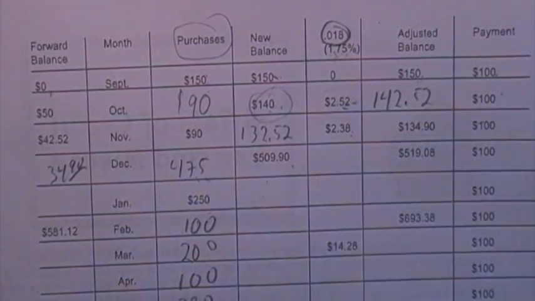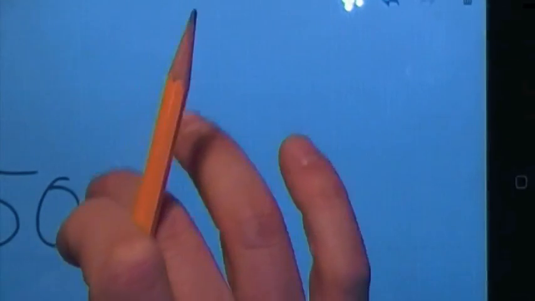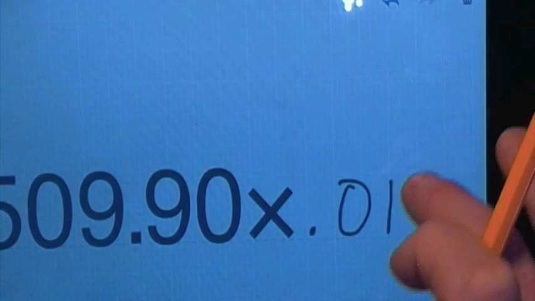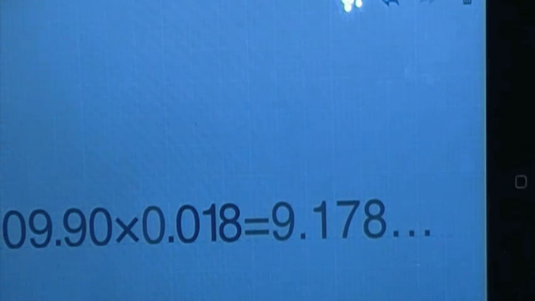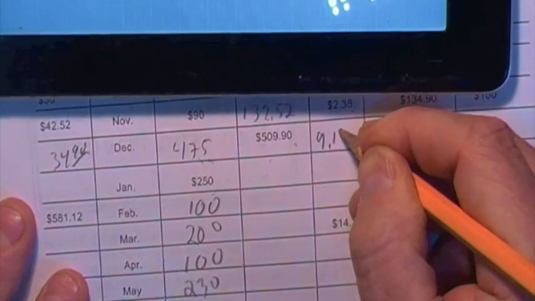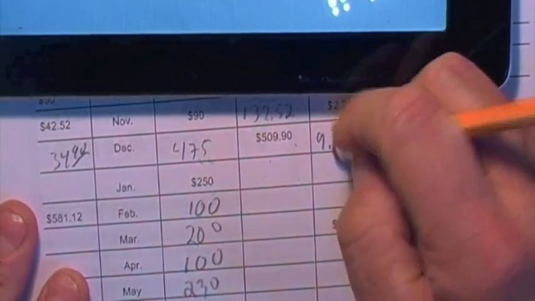Now we got to figure out the percentage. So to do that, we take 509.90 times 0.018. Okay, $9.18, because that's going to round up. The 8 is going to round the 7 up to an 8. So we're going to get $9.18 is what she owes.